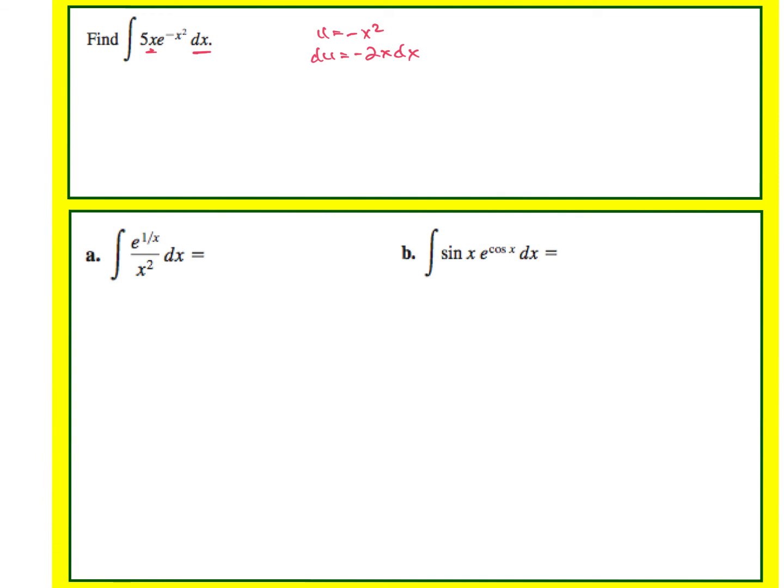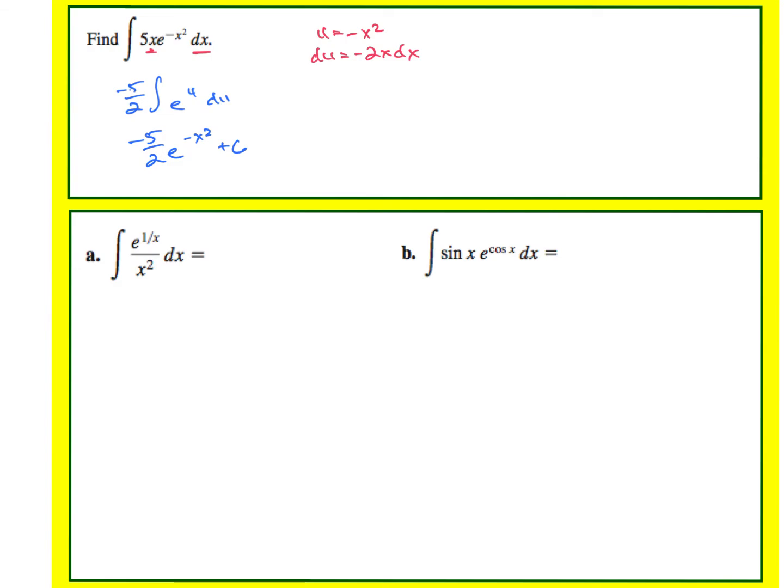If it's just a constant multiple, that's okay. So what gets brought out front? Negative 5 halves. So now we have negative 5 halves, the integral of e to the u du. And now it's pretty simple. What's my antiderivative? I'd have negative 5 halves e to the negative x squared plus c. All right, I'd like you to try A and B.